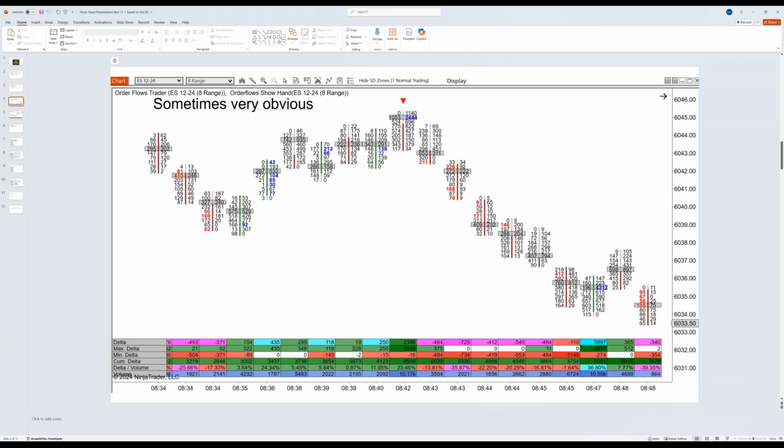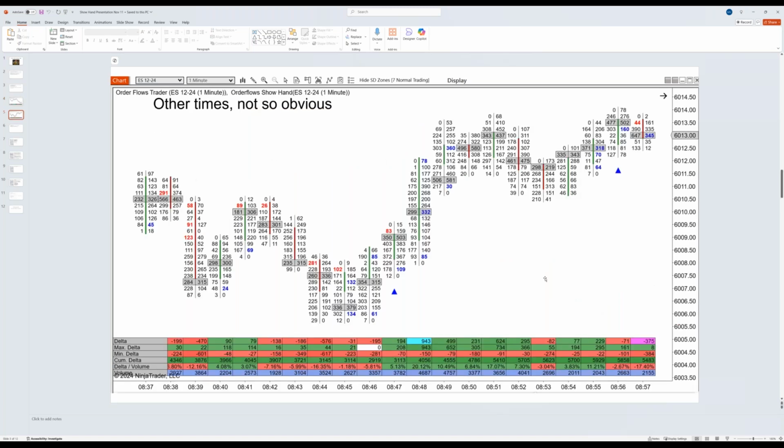Sometimes it's very obvious. This was this morning, right? This was in E-minis. This is a range-based chart, and there was a big bid, or sorry, big offer in the market this morning at 45. You can see the big size coming in there, 1140, 2444, right? And you had a nice little sell-off this morning. This was just after the cash open. Other times it's not so obvious, right?